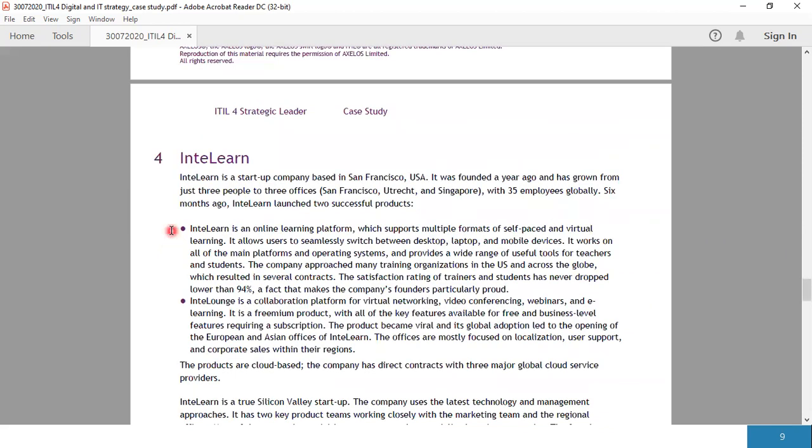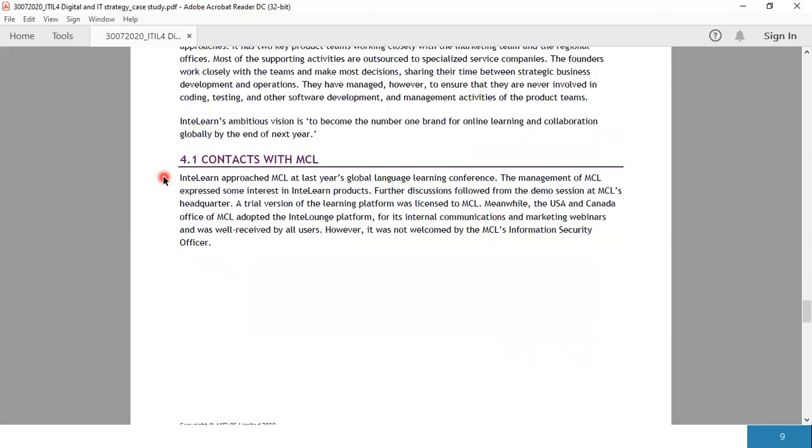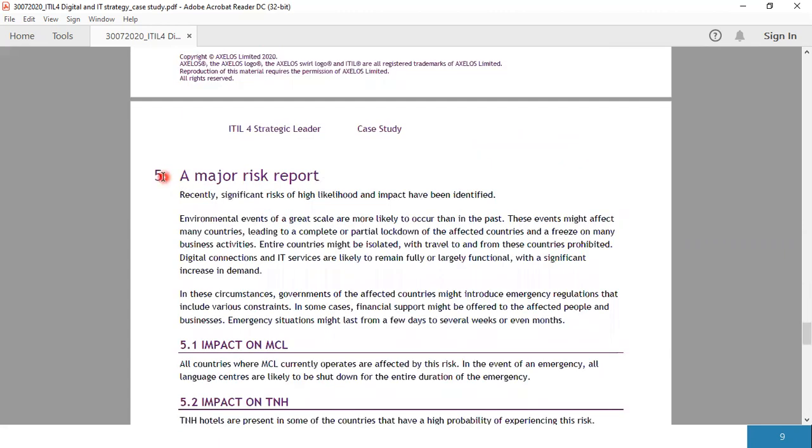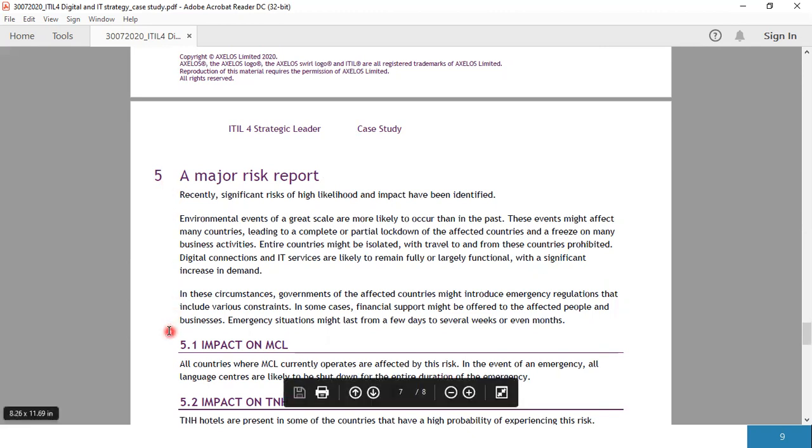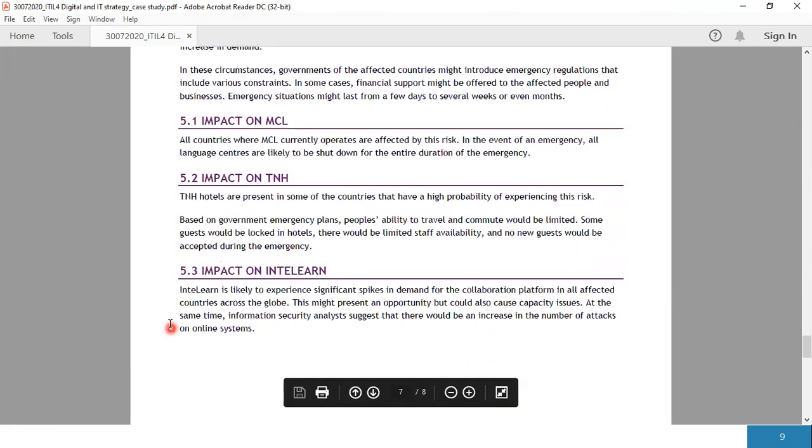And the third company is Interlearn. It's a startup company, again related to education. They have contacts with MCL. And finally, the major risk report and how those risks may impact MCL, TNH, and Interlearn.